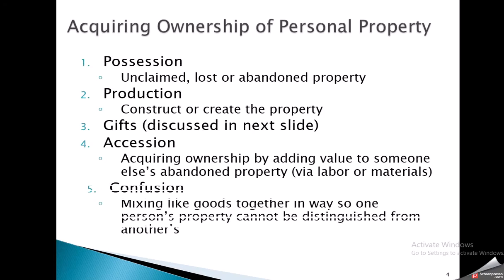How we can acquire personal property: possession, and we'll talk about whether it's unclaimed, lost, or abandoned. There are different rules associated with those. We could create it, build our own piece of furniture, or build it, I want to say a shed in the backyard, but that could be part of the real estate. But create the item that we now own. It could be given to us, and we'll have requirements for a valid legal gift on the next slide.